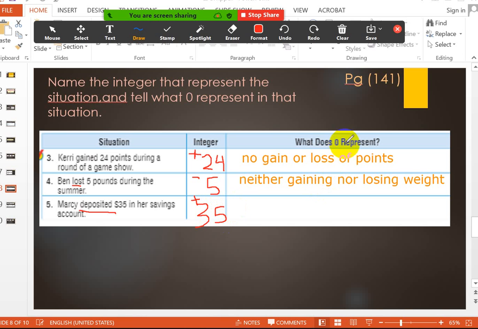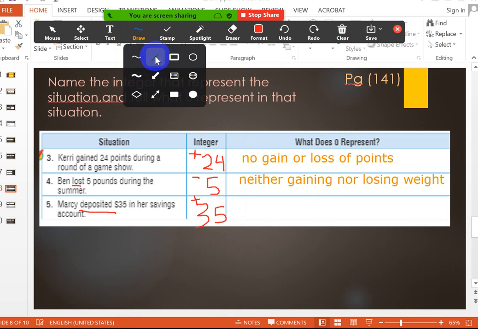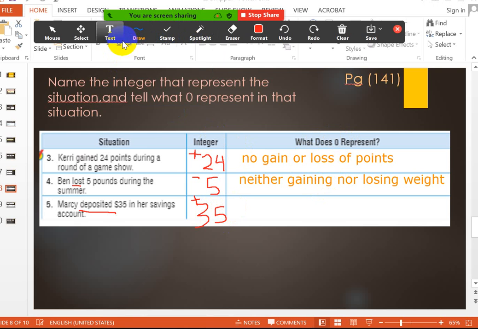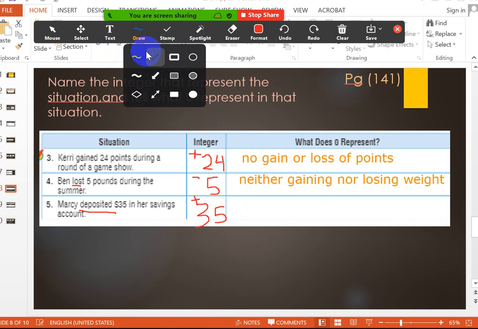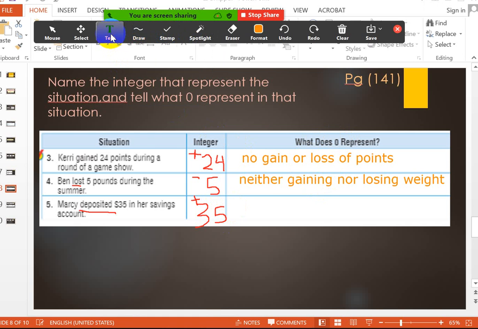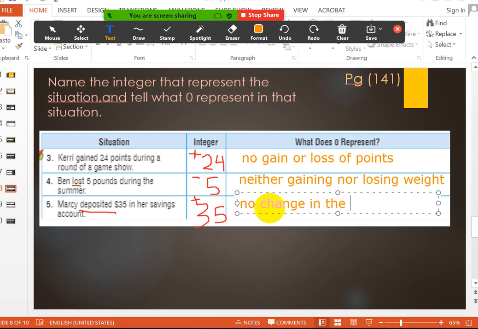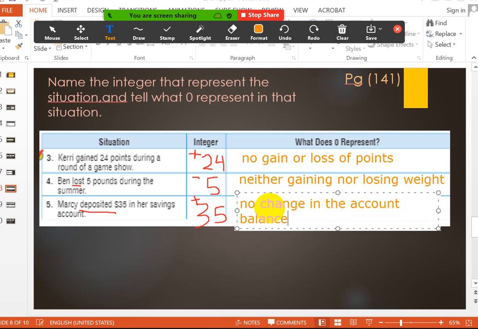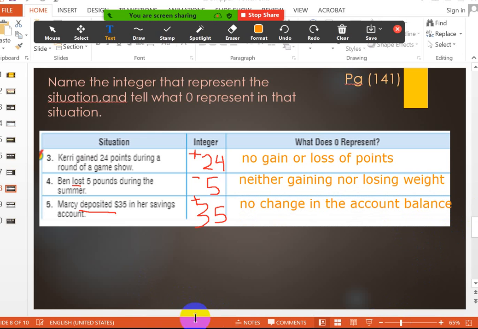If the change in my banking account is zero, that means I have no change here. So I have no change in my banking account if this number equals zero. So that means no change in the account balance. Okay?